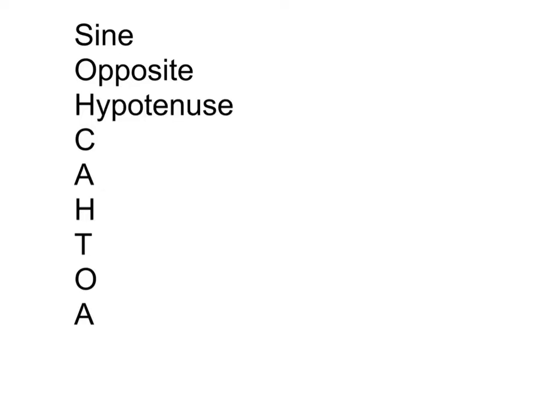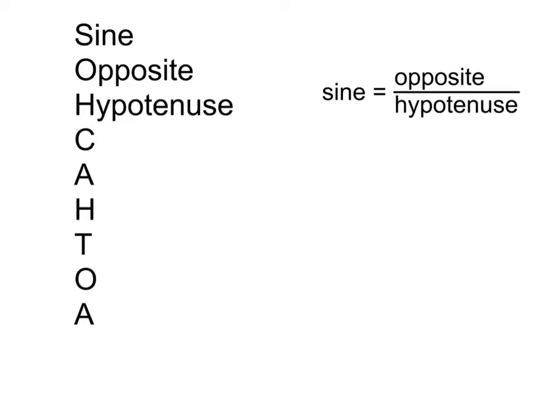SOHCAHTOA. Now, what does this really mean? Well, each of those letters actually represents a word. The S stands for sine. The O after it stands for opposite, and H stands for hypotenuse. Why? Well, remember that sine was defined as being opposite over hypotenuse. Notice that definition is right here. Sine is opposite over hypotenuse.